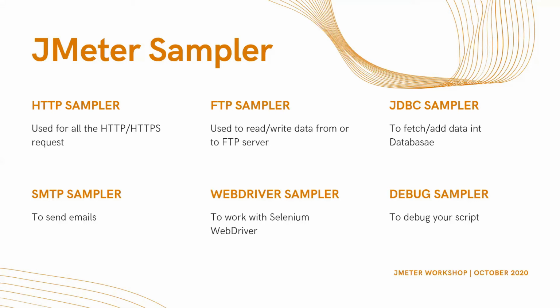So the JDBC sampler is used to read or write data from a database. JMeter supports multiple types of databases, be it MySQL, SQL Server, Postgres, and many other types of databases. So you can work with that. If you want to send or receive an email from your JMeter script, you can use the SMTP sampler.